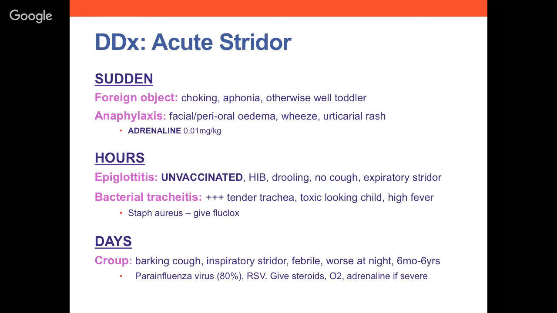And then when you're thinking of a few days, so they've had stridor for a couple of days, these are kids with croup. Croup is super common. It's 6 months to 6 years old, but which population normally gets it in that period of time? Yeah, so 1 to 2 years old. They get a barking cough. They get respiratory stridor. They're febrile. It's a lot worse at night. It's mostly because of the parainfluenza virus, but it can also be RSV.